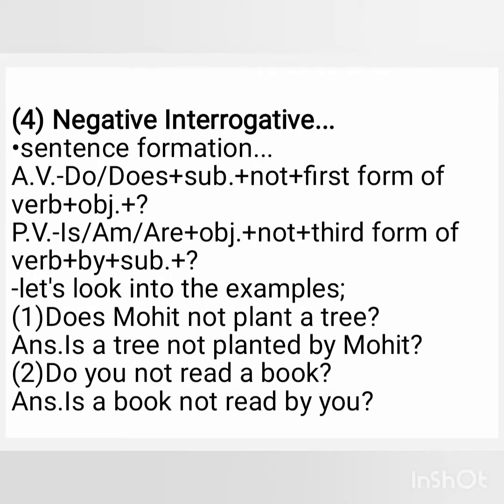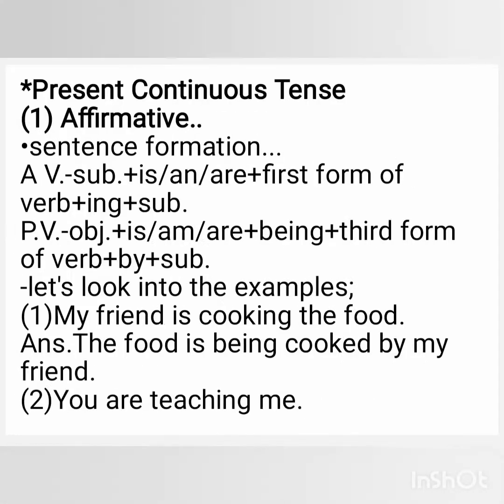Now let's move on to one more topic: present continuous tense. Into that, let's see the affirmative sentences. At first, I will tell you the sentence formation. In active voice, it will be subject plus is/am/are plus first form of verb plus ing plus object. In the passive voice, it will be object plus is/am/are plus being plus third form of verb plus by plus subject. And let's look into the examples.